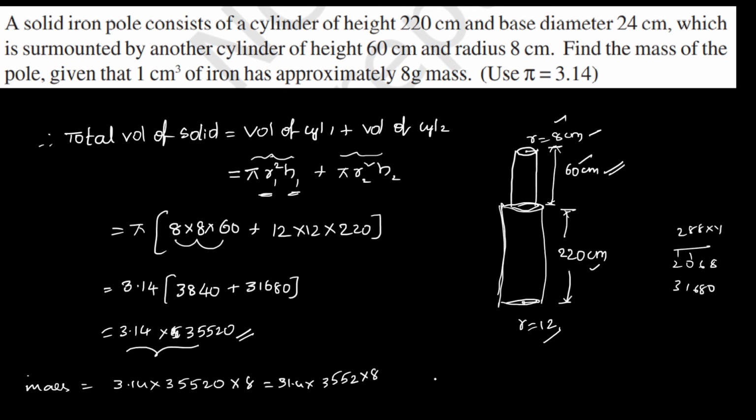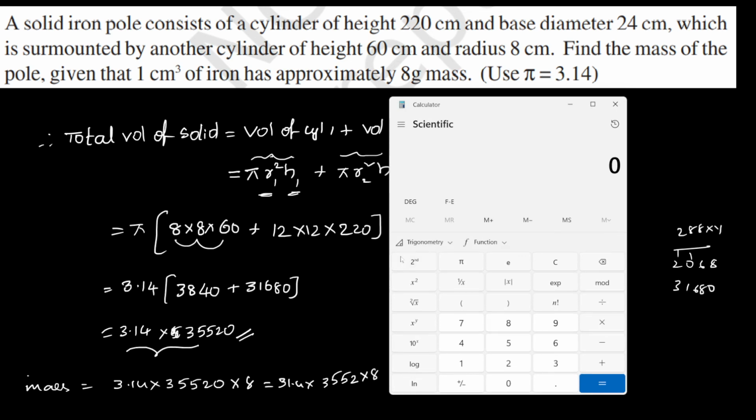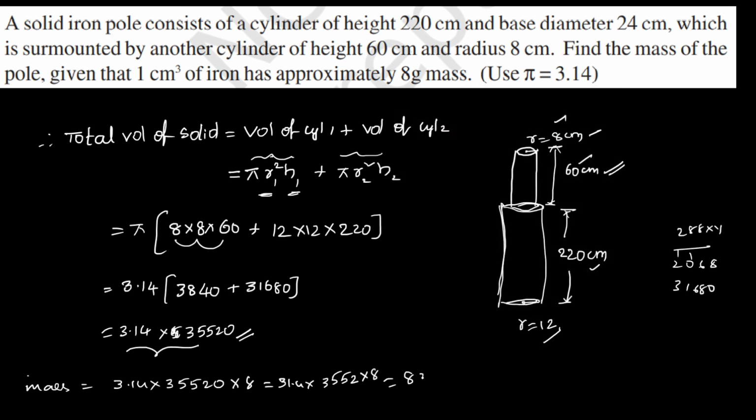So 31.4 into 3552 into 8. We can do this as pure multiplication. I am leaving the multiplication to you, and the answer will be approximately 31 into 8, 240, that is 240 into 3552. So 31.4 into 3552 into 8 has become 892262 grams. Divide by 1000 to get the mass in kgs. So it will be 892 kgs approximately. Okay, thank you.